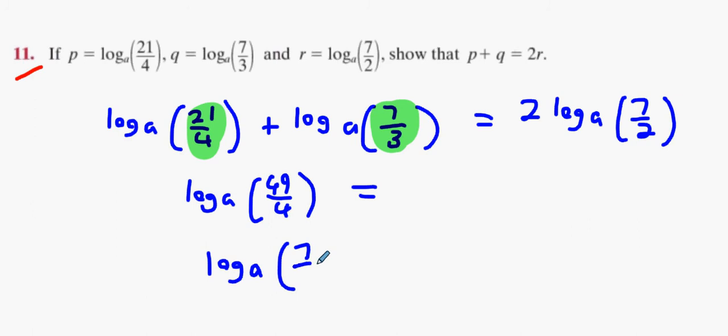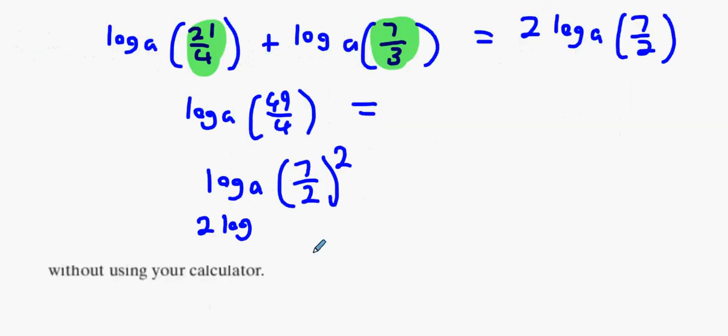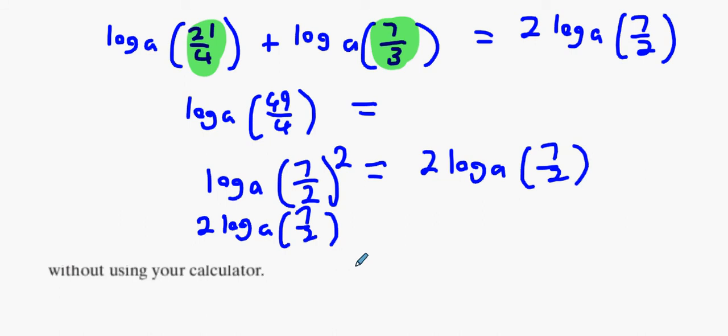7 over 2 squared. Everybody cool with that? What can I do with the 2? Bring it to the front. And what do we get? And I just have to prove that both sides equal each other, haven't I? Okay. That wasn't too bad.